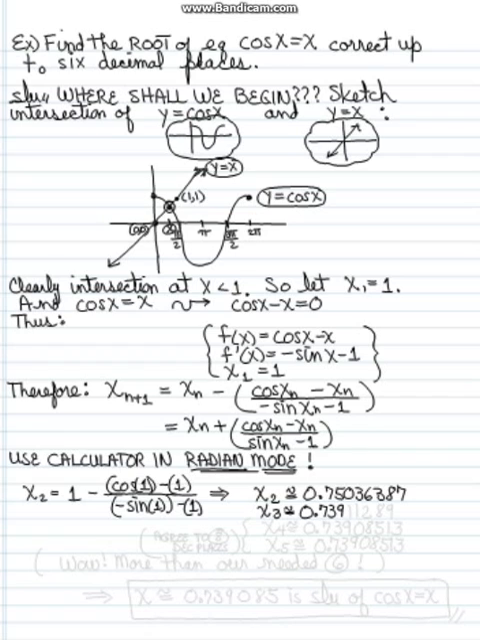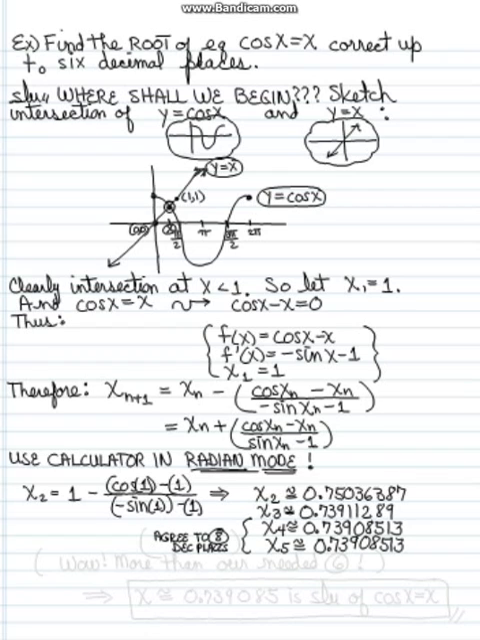Our third guess, I'm not going to show the details, gives us 0.739111289. Our fourth guess is 0.739085513. Our fifth guess is 0.739085513. Okay, hold it. We agree to 8 decimal places. They asked us to have a correct answer up to 6 decimal places. We did better than that.